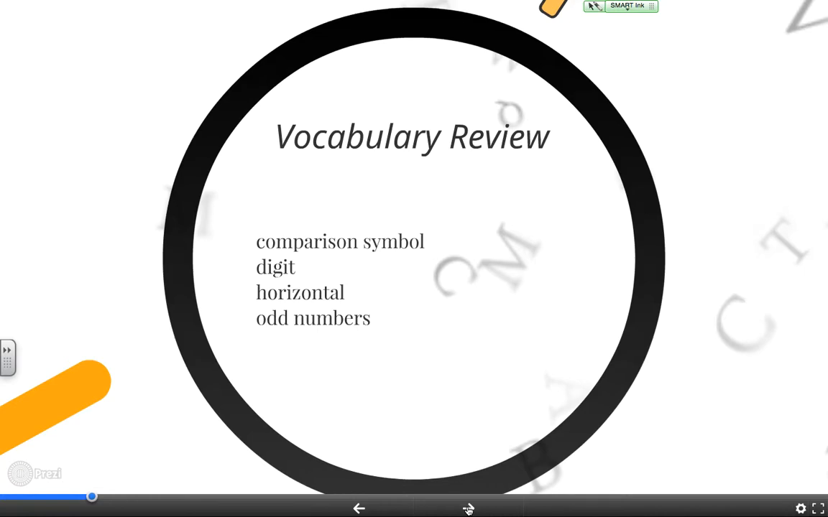Hello, boys and girls. Today we're on lesson 16, and it is about problem solving, which we've also been doing in class. So here's your vocabulary review. You don't have to write these vocabulary words down today. They're ones you've already done, and we have to make sure that you remember them. The first one is comparison symbol, and digit, which is a number, horizontal, and odd numbers.